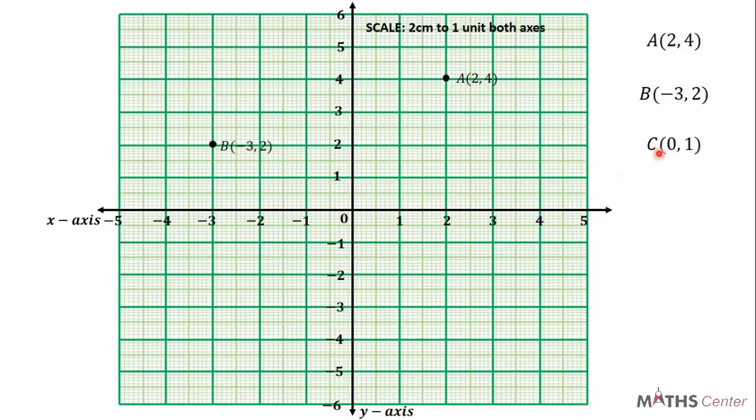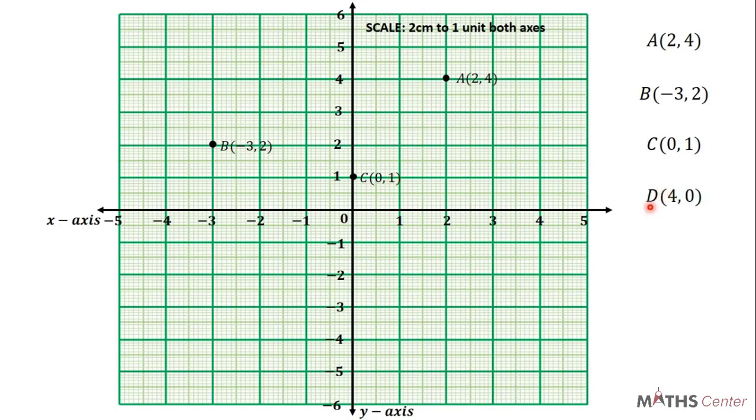Let's say that we have another one, point C, which is 0, 1. As I said, the first one is for the x coordinate and the second one is for the y coordinate. So you look for 0 on the x-axis, then 1 on the y-axis. 0 on the x-axis will be here, 1 on the y-axis will be here. So 0 and 1 will all fall on this point. So this is the point C, 0, 1.